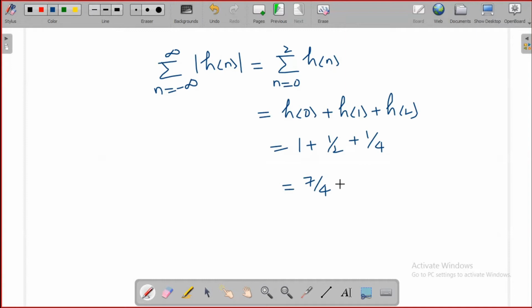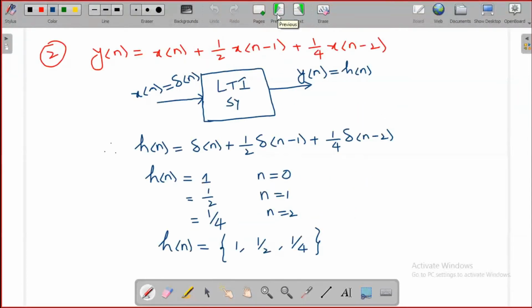Okay, 7 by 4. Now 7 by 4 is a finite number. So the summation n from minus infinity to plus infinity of mod h of n is less than infinity. Therefore, the system is stable. Okay, is it clear now? How to find the stability of a system?